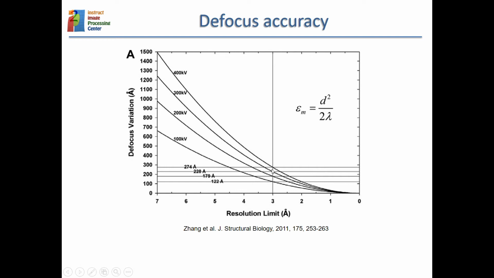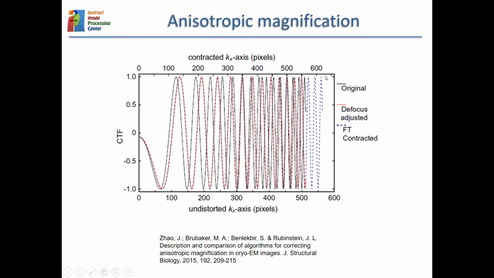So that means you need to be very accurate in the determination of the defocus, because otherwise at 3 angstrom resolution, that is a high frequency, you are already with these out of phase CTFs. You think that the CTF is one, the true CTF is another one, and at 3 angstroms they are already totally out of phase.